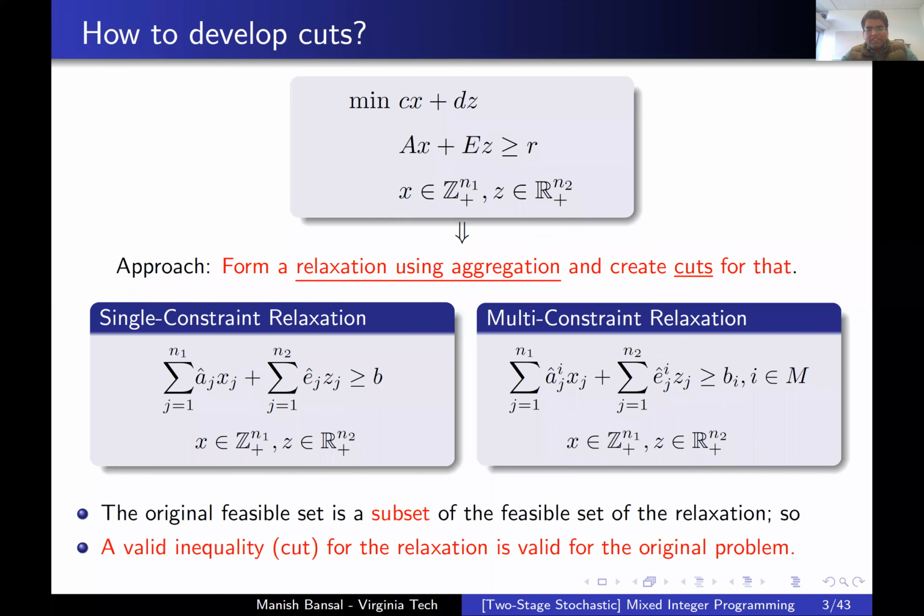So what's the significance? Since the original feasible set is a subset of the feasible set of the relaxation, every feasible point which satisfies the original constraints will also satisfy the constraints in the relaxation set, because all we are doing is just aggregating those constraints. Therefore, a valid inequality or a cut for the relaxation is also valid for the original problem.